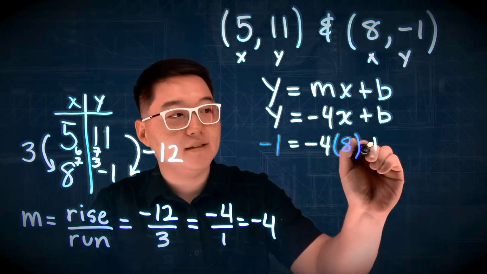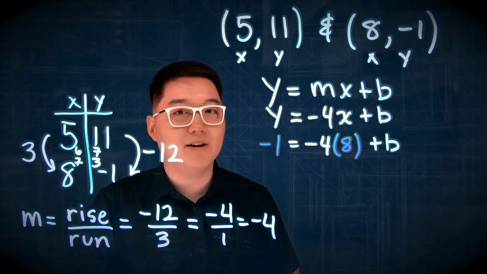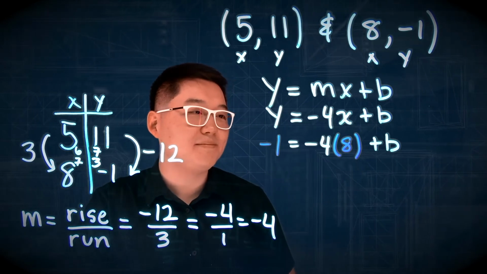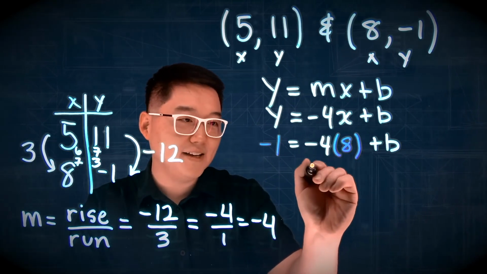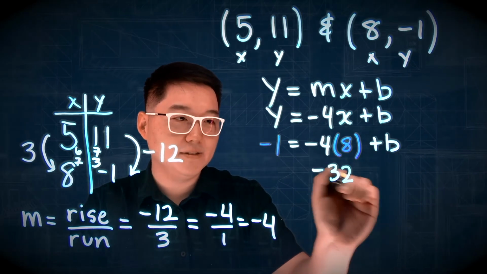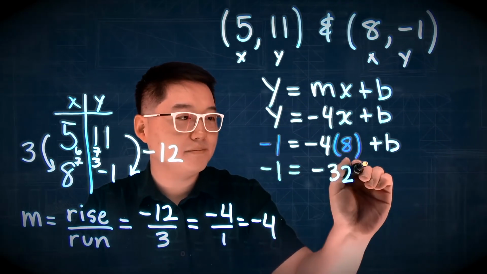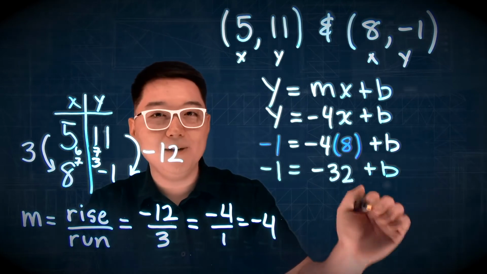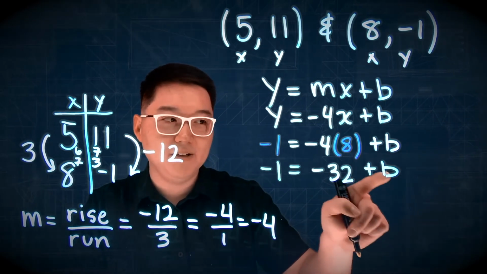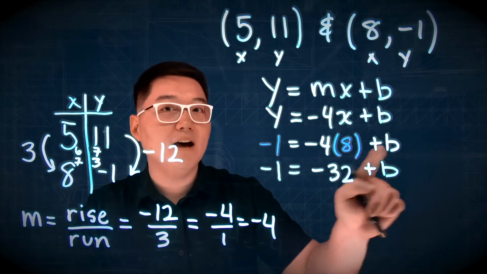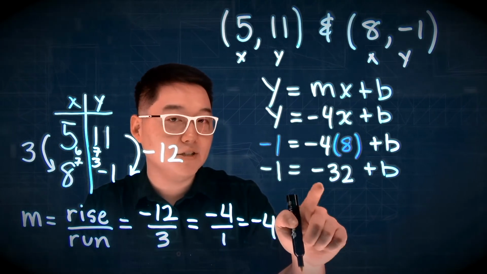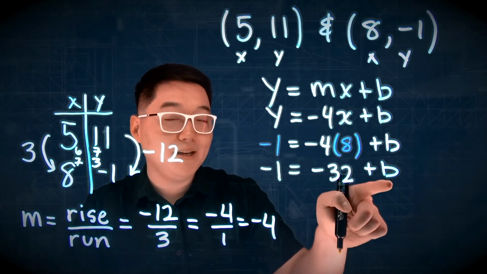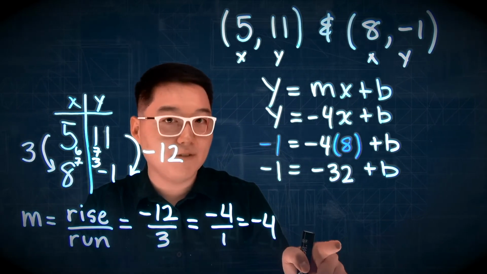Plus b, and that is what we're solving for. So -4 times 8, that's going to give us -32. Now how do we isolate this b value? To get b by itself, we have to do the inverse operation of -32. That way, b is alone. We're solving for b here.